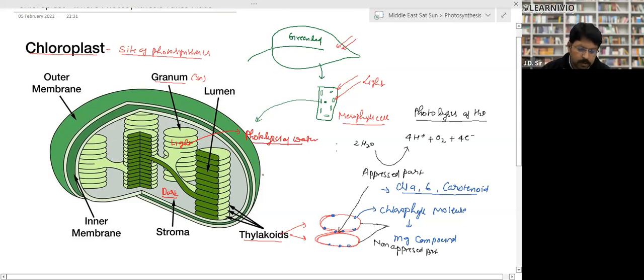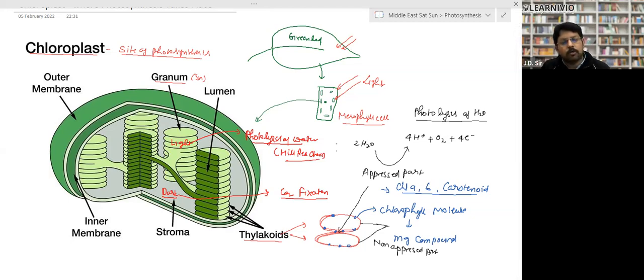Right? And what is dark reaction? Dark reaction is carbon dioxide fixation. This light reaction is also called Hill reaction. Okay. First, tell me, is it crystal clear? Or if you have any question, ask me right now.